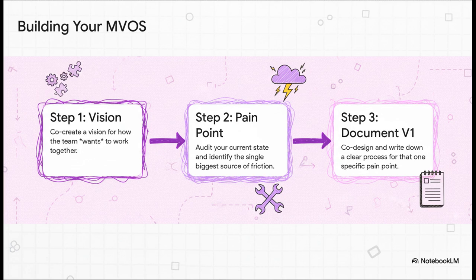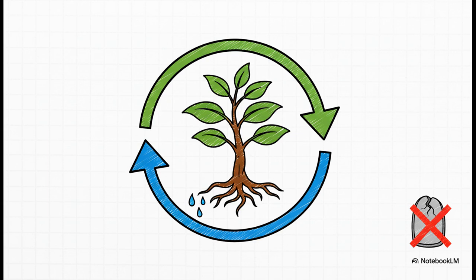And here's a simple 3-step recipe. First, get the team in a room and agree on a vision. How do you want to work together? Second, identify your single biggest pain point. Is it how you make decisions, your on-call rotation? Just pick one. And finally, design and document version 1.0 of a new process for just that one thing. That's it. You've started. And please remember, this OS is not meant to be carved into a stone tablet.